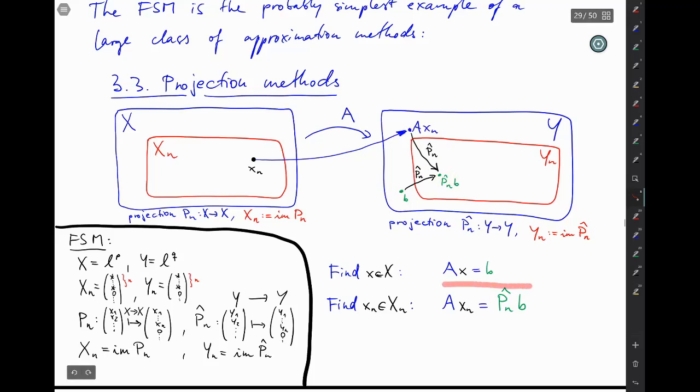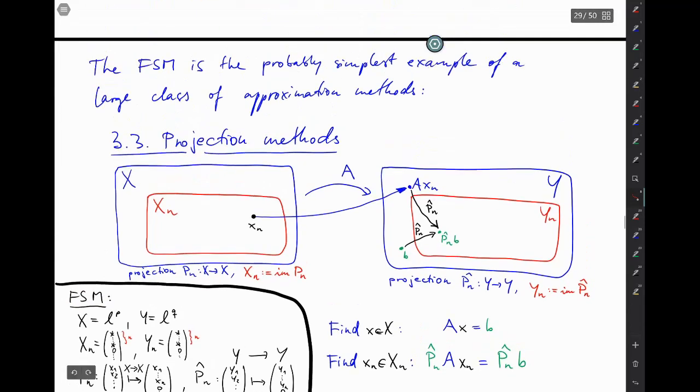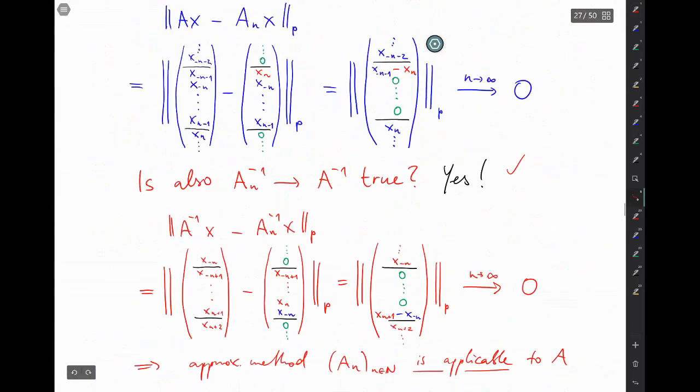So we see that in general we cannot make this true only if we add Pn hat in front here. Now at this point, let's again recall our finite section method, where the equation was looking roughly like this. Well, let's just check back what we did there.